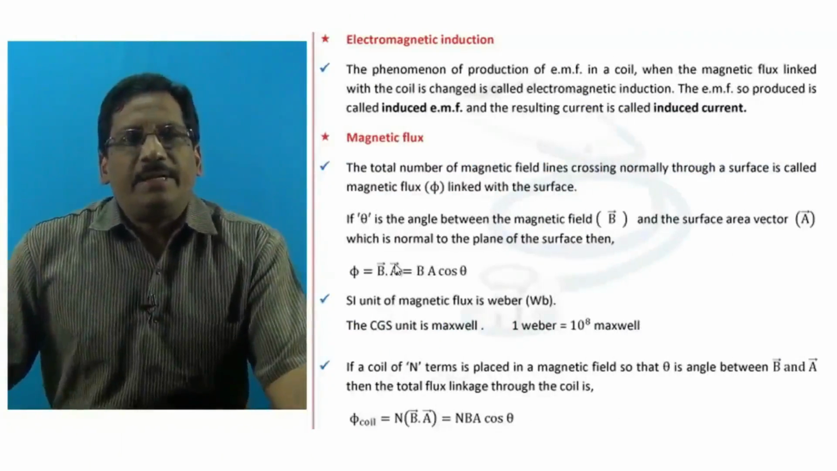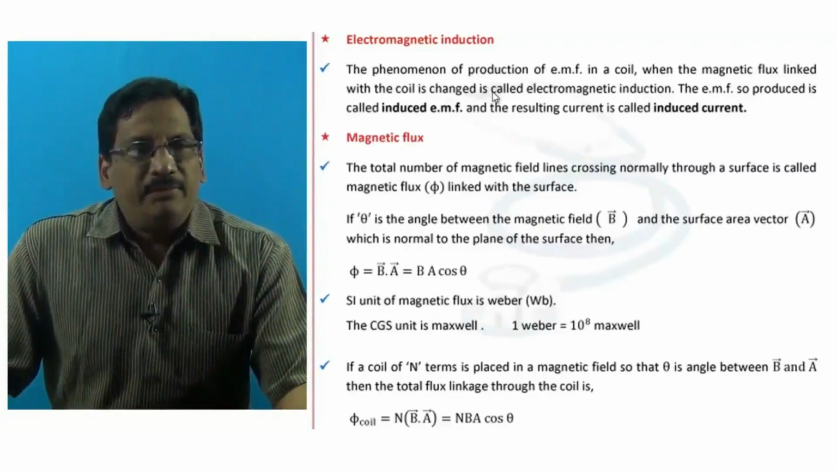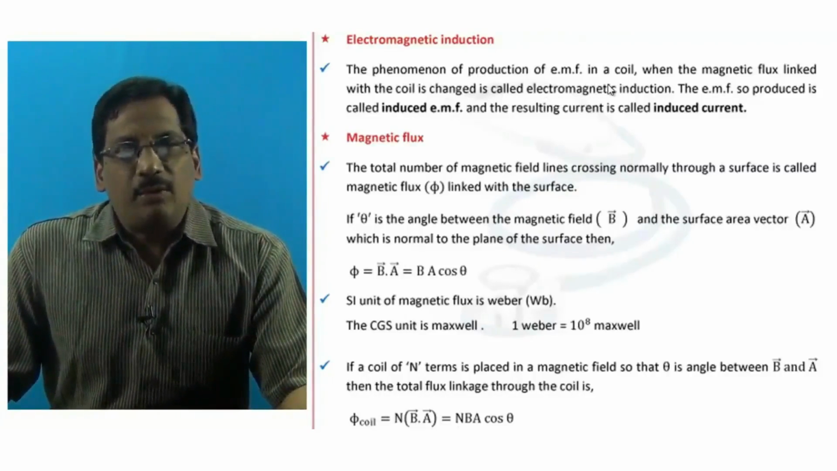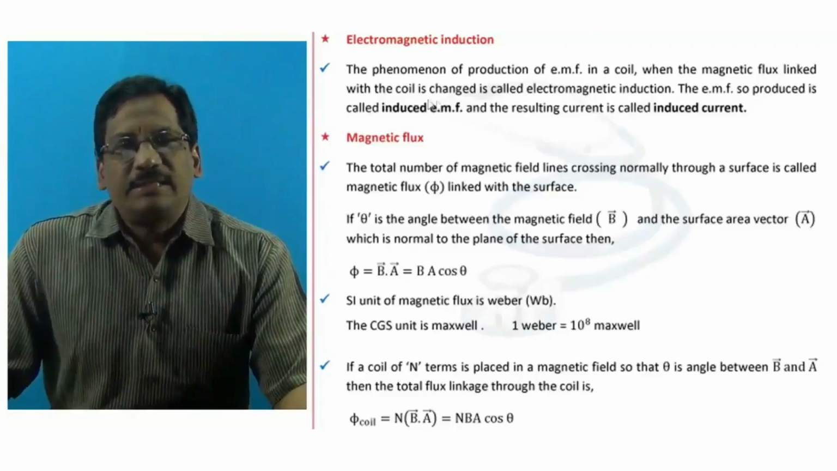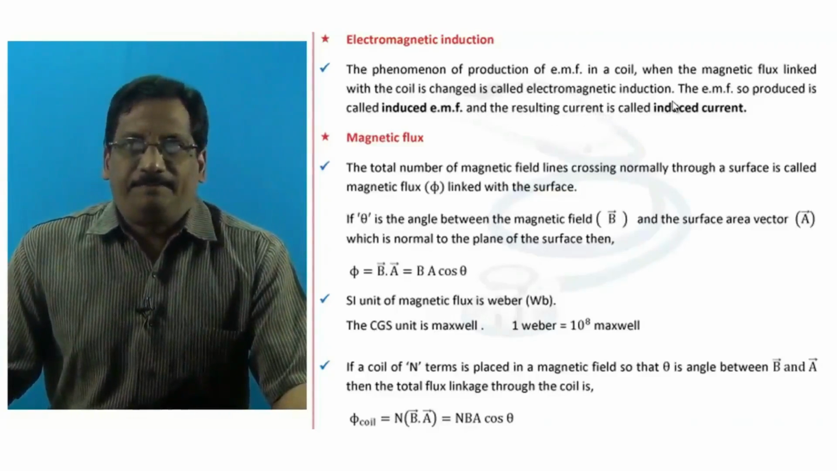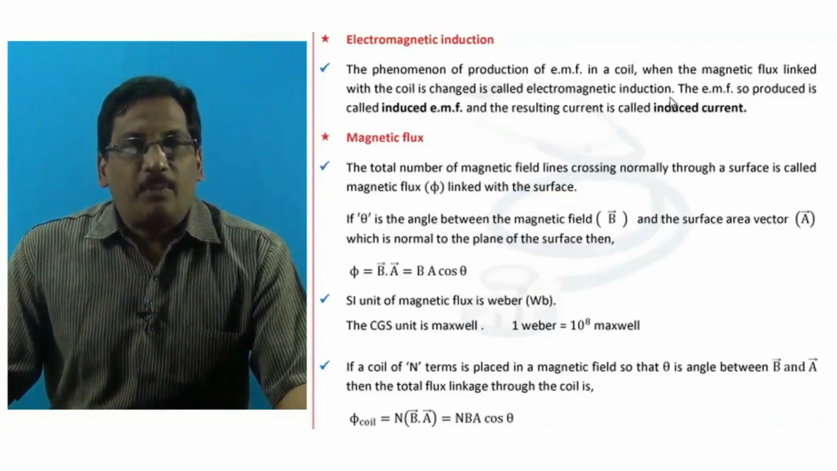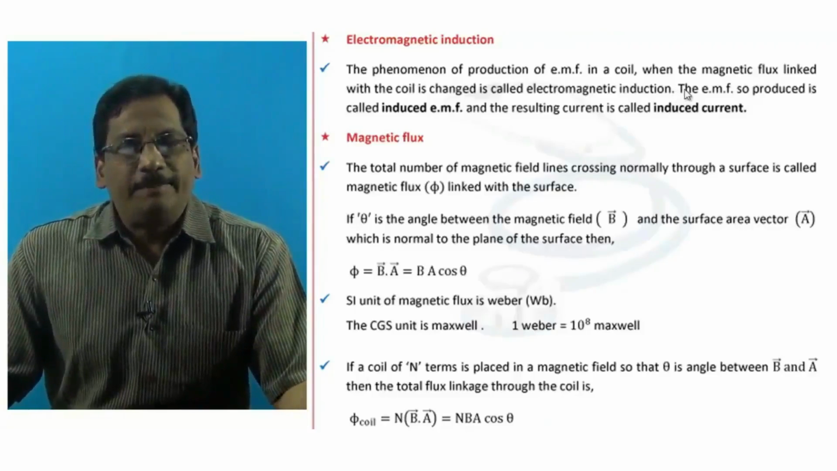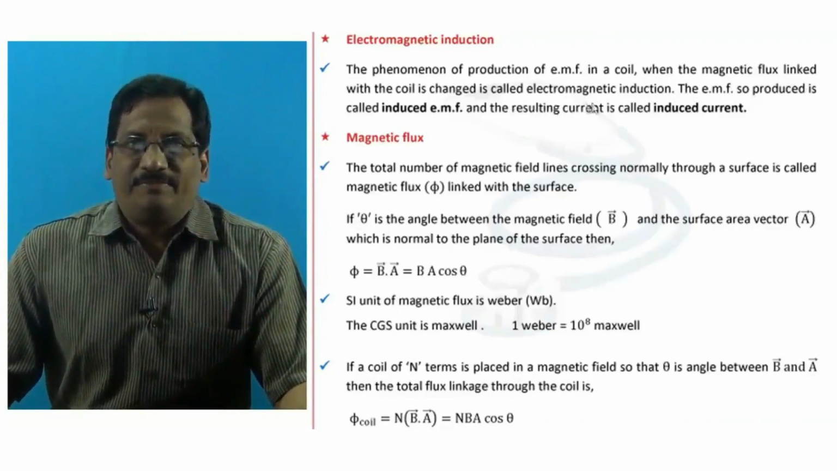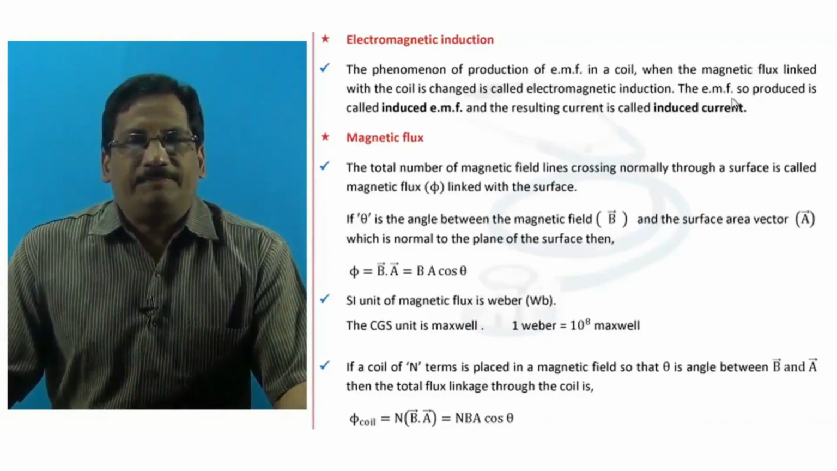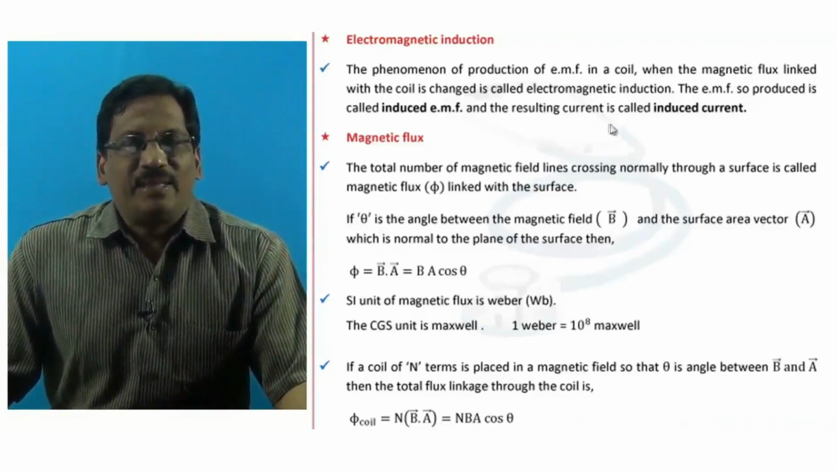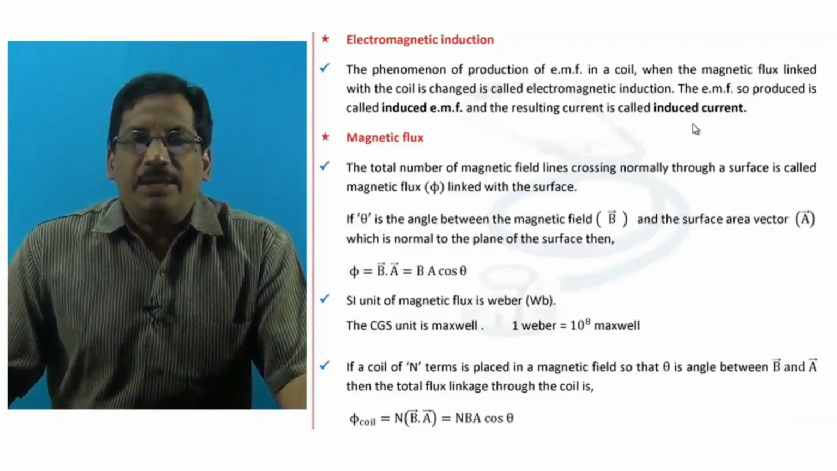...is electromagnetic induction. The phenomenon of production of EMF, electromotive force, in a coil when the magnetic flux linked with the coil is changed is called electromagnetic induction. The EMF so produced is called induced EMF, and the resulting current is called induced current.